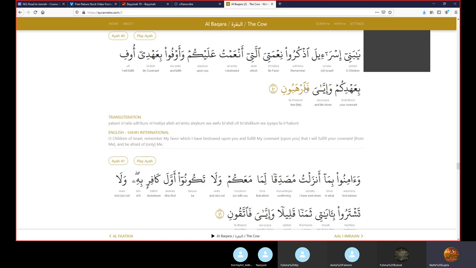Farhabun: fa is one word which means so, and rahab means to fear. So ra, ha, and ba. It means to have the sense of fear and alarm that someone might feel when realizing that the other person has a lot of authority and majesty. So it's a fear which has a lot of reverence and awe in it.